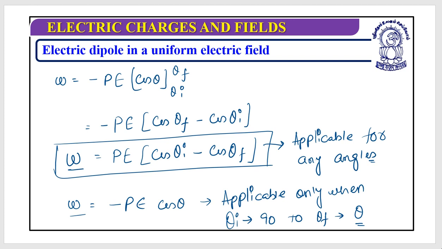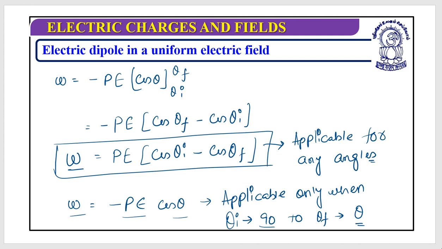The first relation you will use when they ask about any angles. Let's say they have asked that the dipole is rotated from 30 degree to 60 degree, then you need to use work done equals PE into bracket cos theta initial minus cos theta final. But now suppose they ask that the dipole has been rotated from 90 degree to 45 degree. Initially it is at 90, so you can just use minus PE cos theta, and theta would be 45 degree. I hope these things are clear.